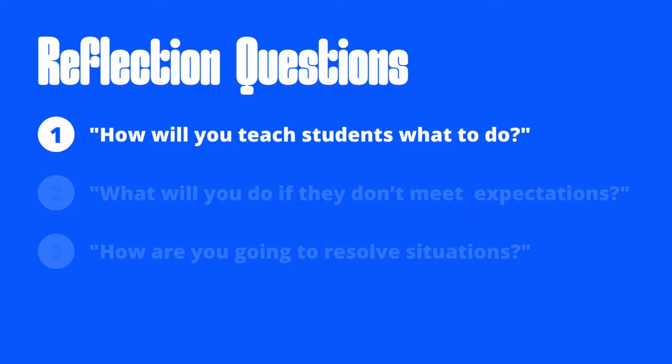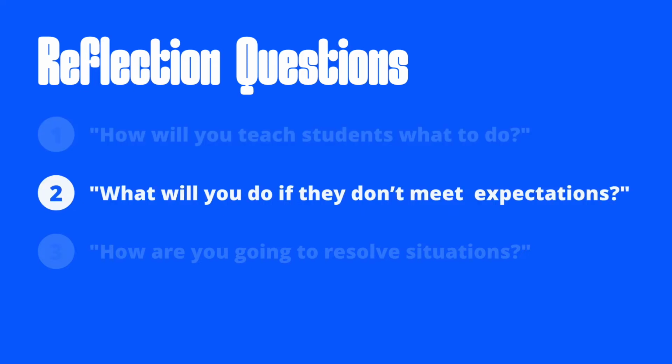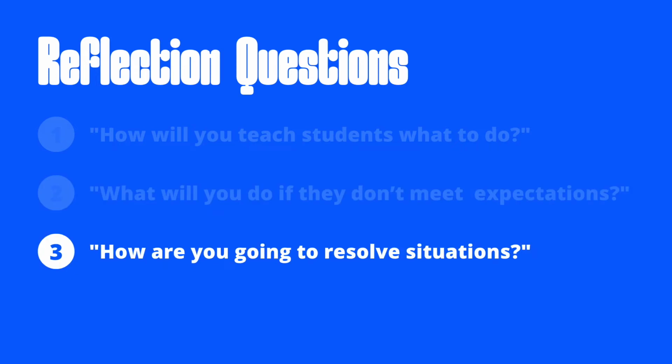But some things hold true no matter the setting, no matter the grade level. So when it comes to classroom management, the thing I want you to hold above all else is your expectations. And 3 things about those expectations. 1, how you teach what you want students to do. 2, what are you going to do if they don't meet those expectations? And 3, how are you going to resolve those situations?